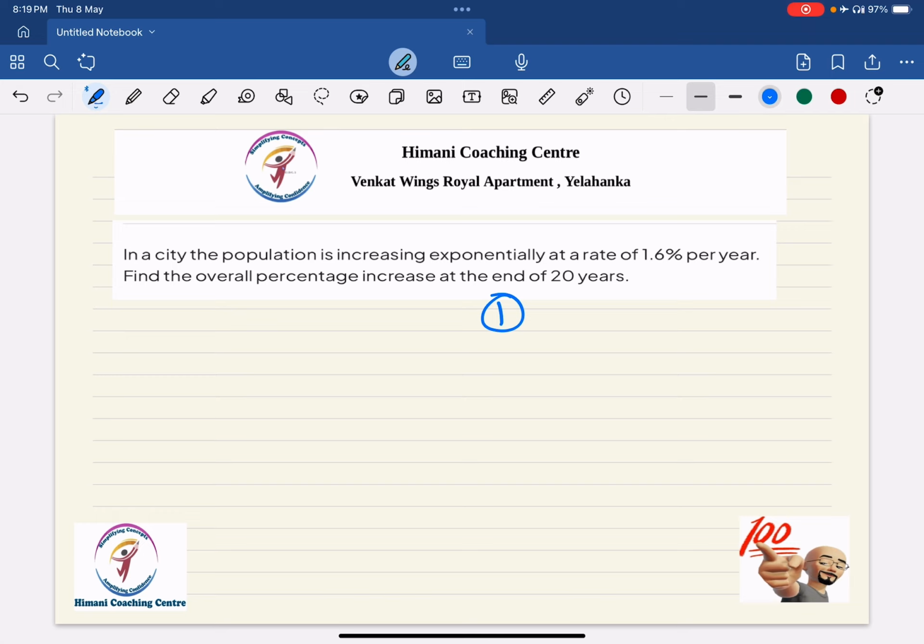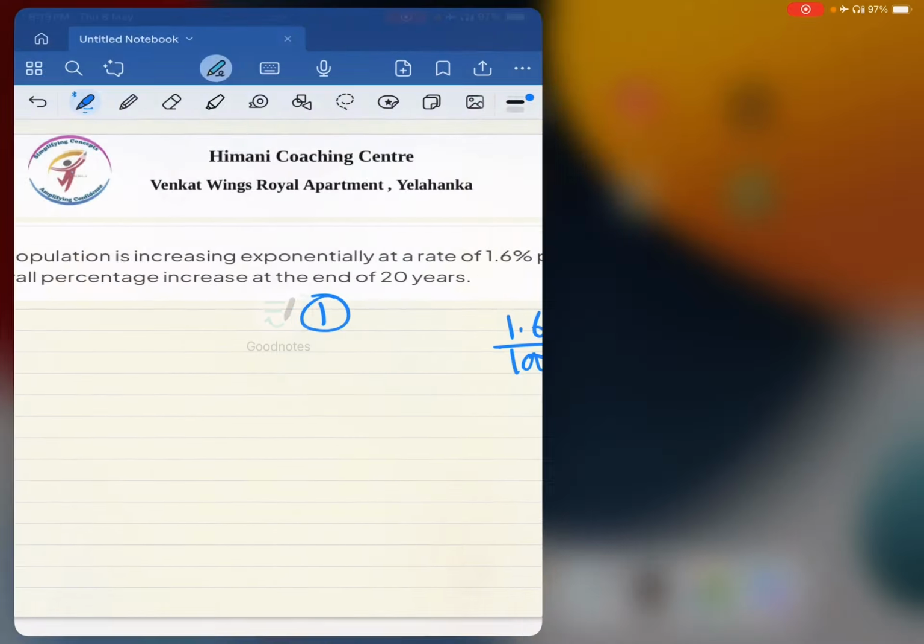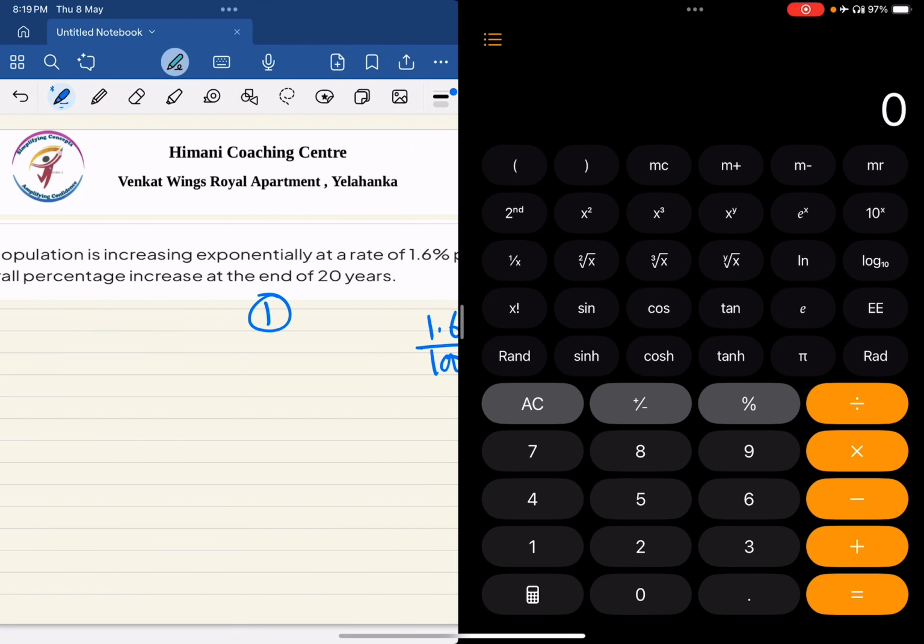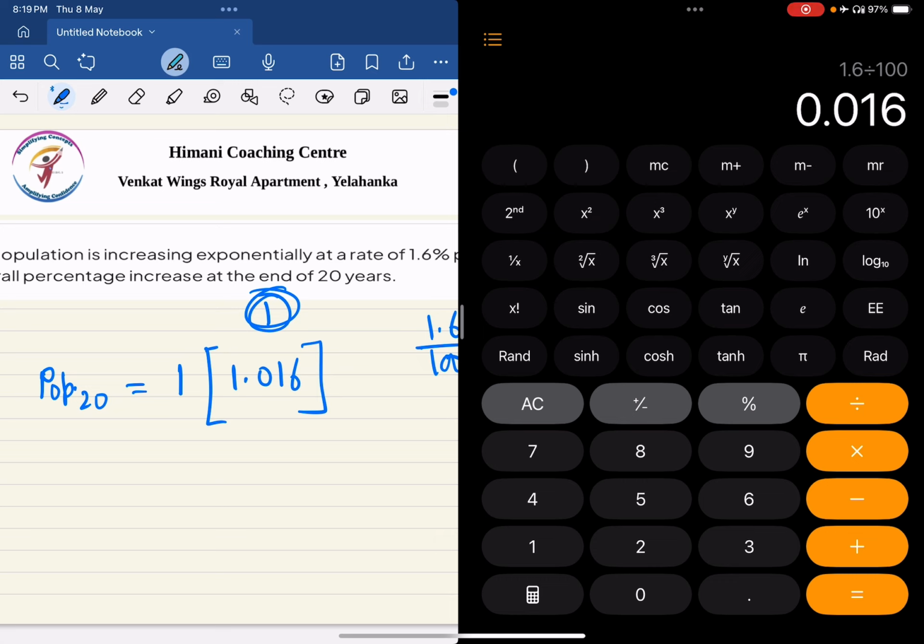Now 1.6% means what? 1.6 by 100. If you divide it, you get 0.016. So now let me write population after 20 years. Population after 20 years should be equal to the initial population, which is 1, into 1.016, because what is the formula? 1 plus r by 100. R by 100 gave me this, and I am just adding 1, and to the power 20.